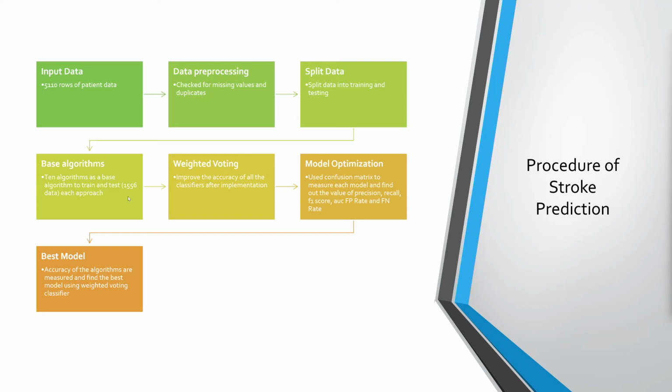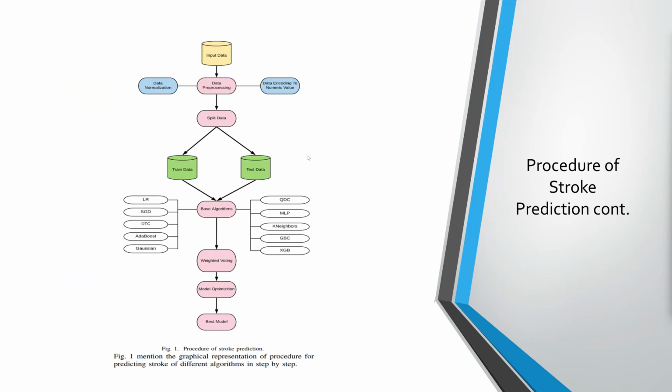1,556 data points. Next, they went on to weighted voting, and they used this to improve the accuracy of all the classifiers after their implementation of the base algorithms. Next, they used model optimizations and classification reports to measure each model and find out the values of their precision, recall, F1 score, AUC, FP rate, and FN rate. Then they concluded with a best model. This is just a graphical representation of the procedure for predicting stroke with different algorithms step by step.